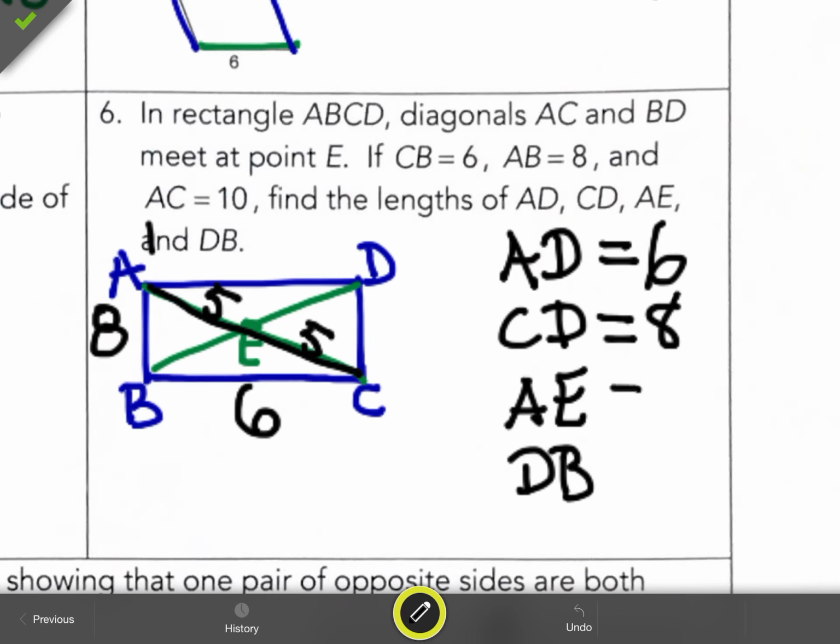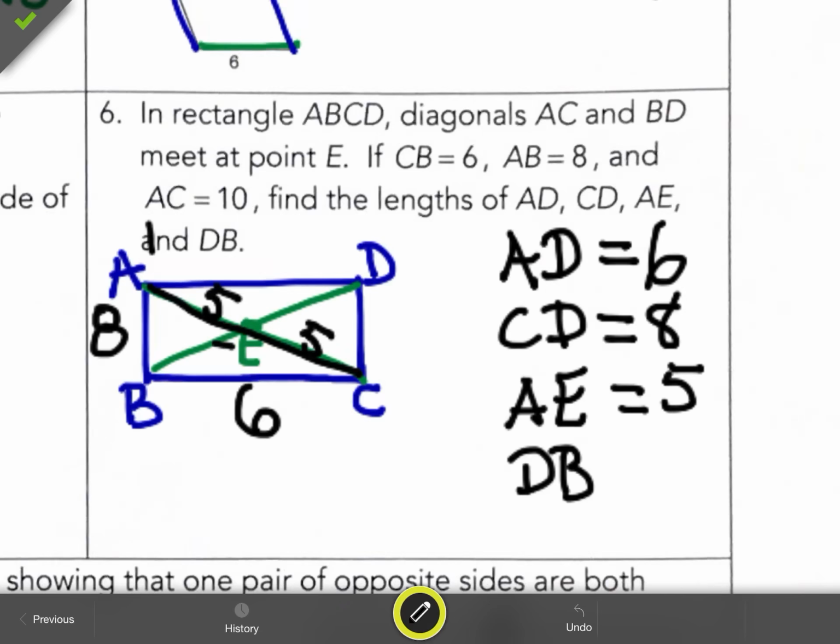And then now they want AE. Now, because I already split my 10, I already know what AE is. AE is a diagonal. What do I know about diagonals? Diagonals bisect each other. So from A to C, the whole thing was 10. If I just went from A to E, that would be half of 10. That would be 5. They could have asked me for EC too. That would have been 5.